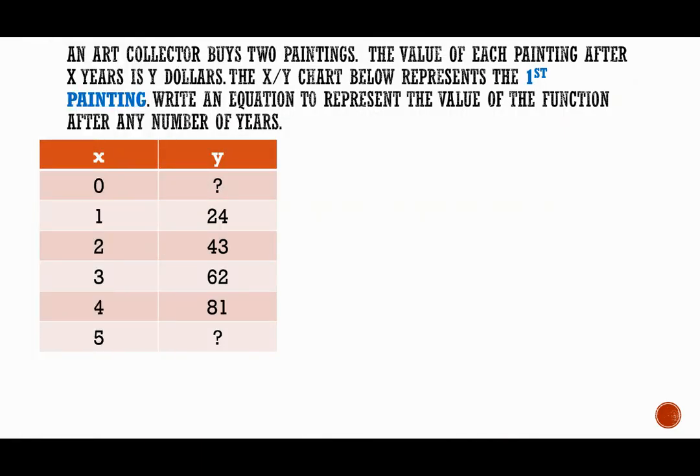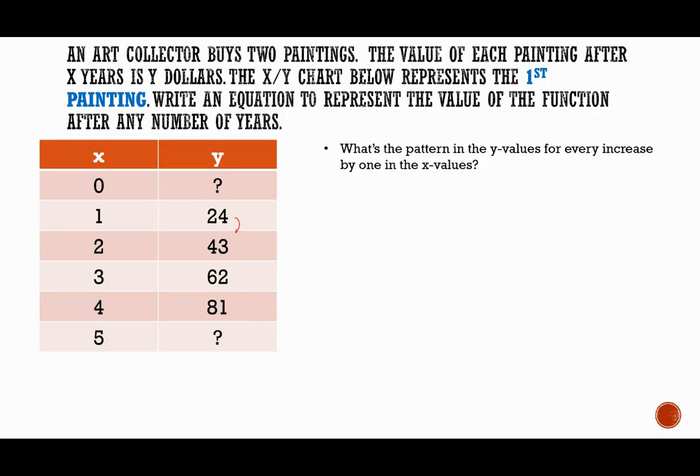Let's say an artist has two paintings that he or she's purchased. The value of each painting after x years is y dollars. And this xy chart represents the first painting. I want to write the equation to represent the value of the function after any number of years. So the first thing I've got to do is identify the pattern in the y values. What is happening from one y value to the next?